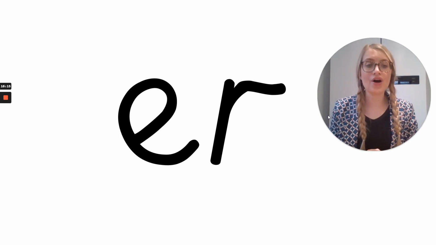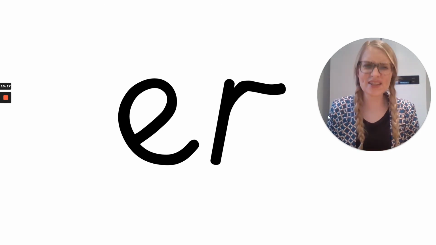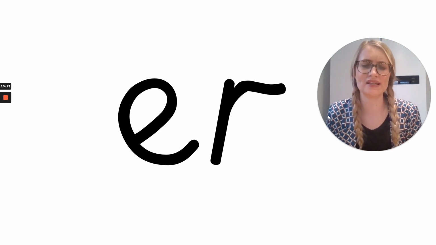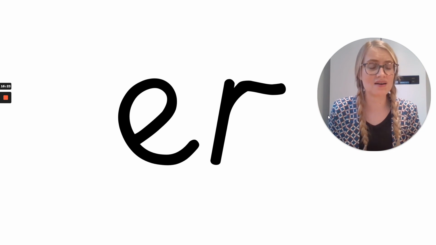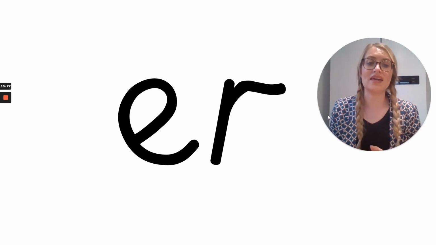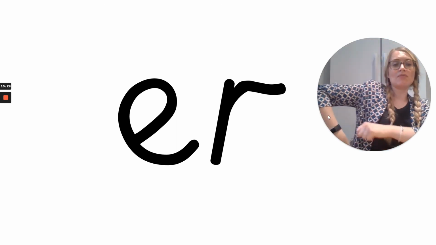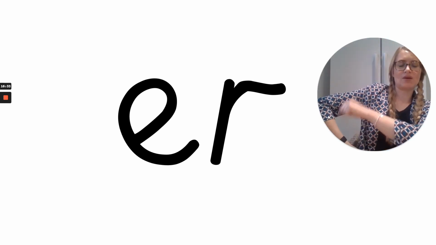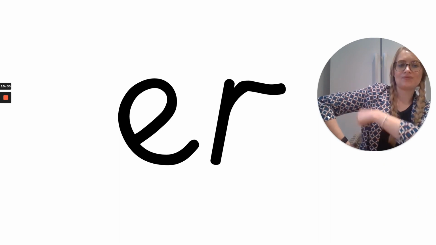This digraph makes the phoneme, the sound, er. You may have noticed a different grapheme that also made the same phoneme that we have already looked at, the U and the R. This time it is E and R, and it's the er in mixer. So we remind the children by pretending to mix a bowl of ingredients.